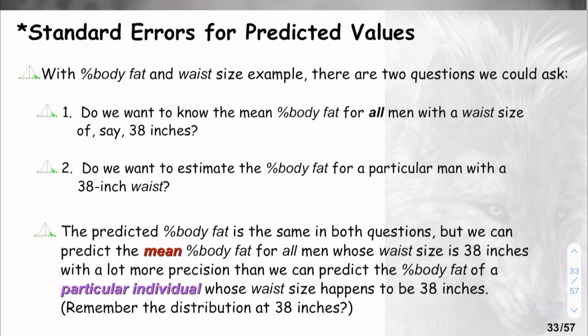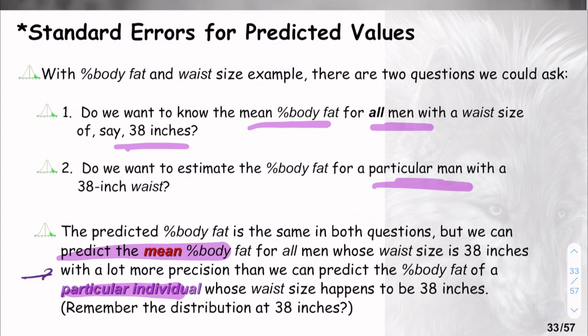Do we want to know the mean percent body fat for all men with a waist size of, let's say, 38 inches? Or the other question we could ask is, do we want to estimate the percent body fat for a particular man with a 38-inch waist? The predicted percent body fat is the same in both questions, but we can predict the mean percent body fat for all those men with waist size 38 inches with a lot more precision than we can predict the percent body fat of a particular individual.